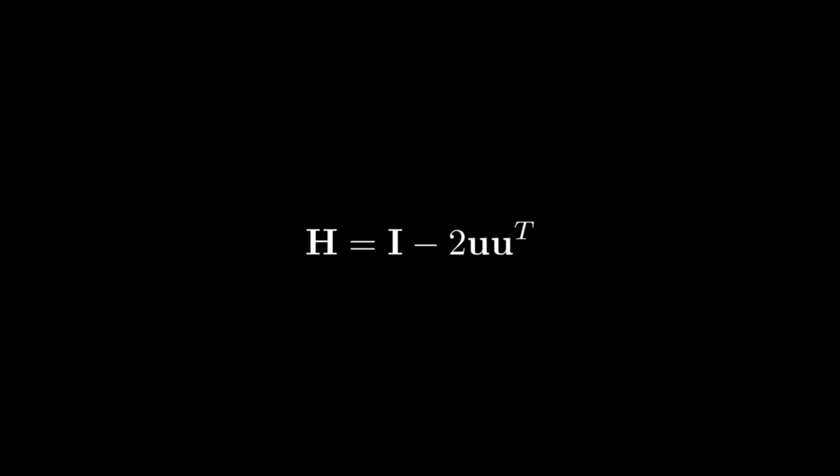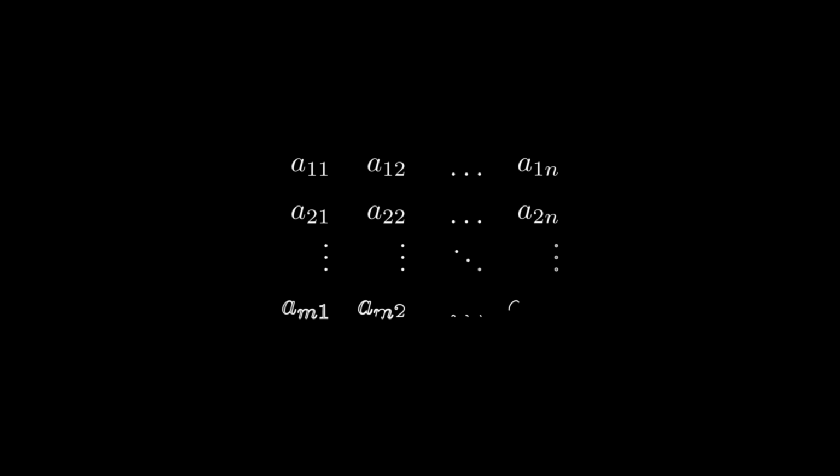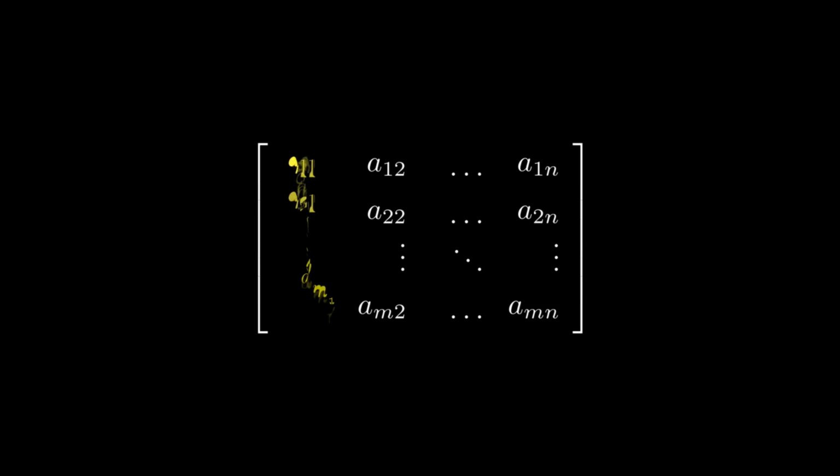Recall the definition of a Householder matrix. To form a Householder matrix that will aid us in our row reduction, we must derive a formula for choosing this unit vector U. Our goal is to find a Householder matrix that can turn a column in our matrix into a column that has one value in its first entry and zeros all the way down.